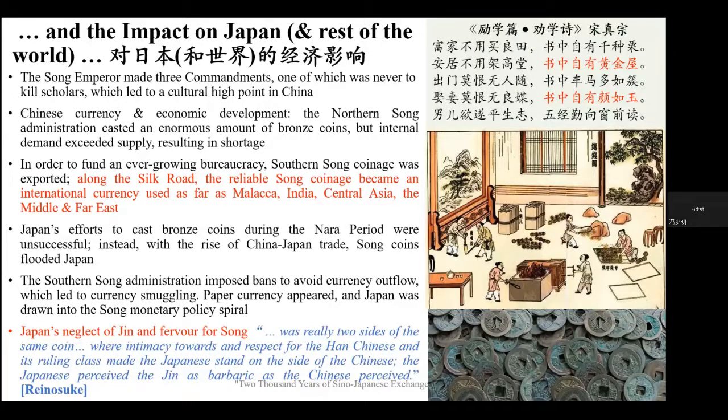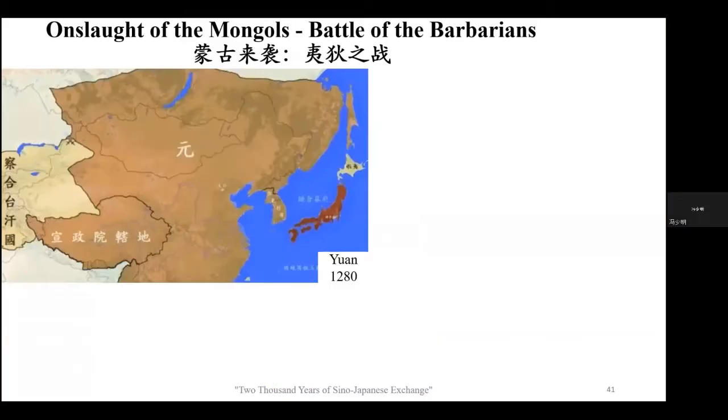The Japanese perceive the Jin as barbaric, as the Chinese do. Since the Chinese considered the Jin people as barbaric, the Japanese also considered the Jin people as barbaric, and that's why they would not trade with the Jin people. No diplomatic relations.